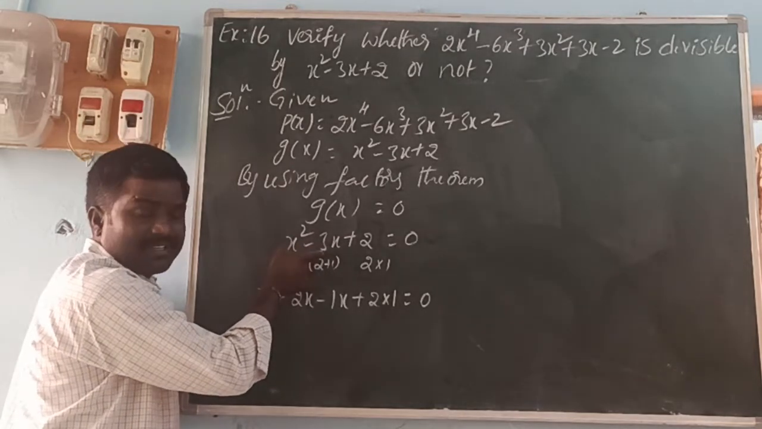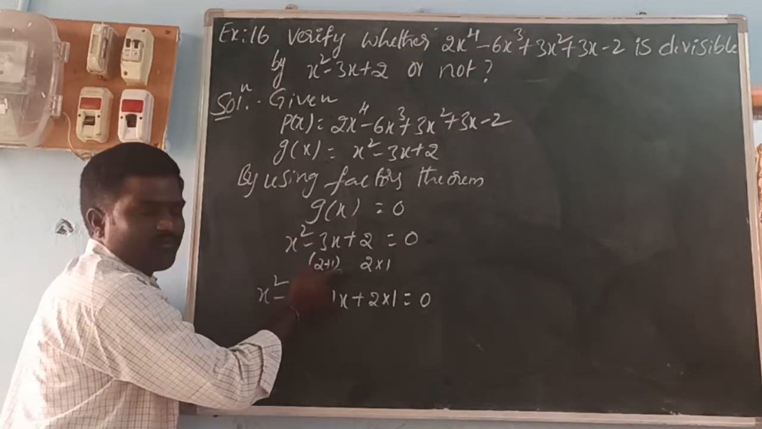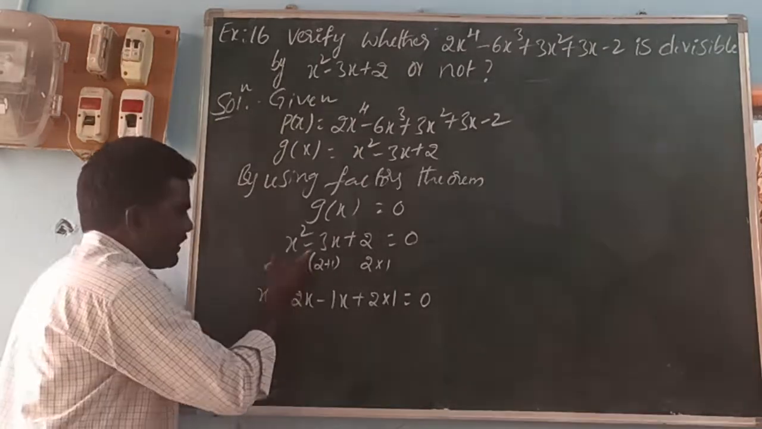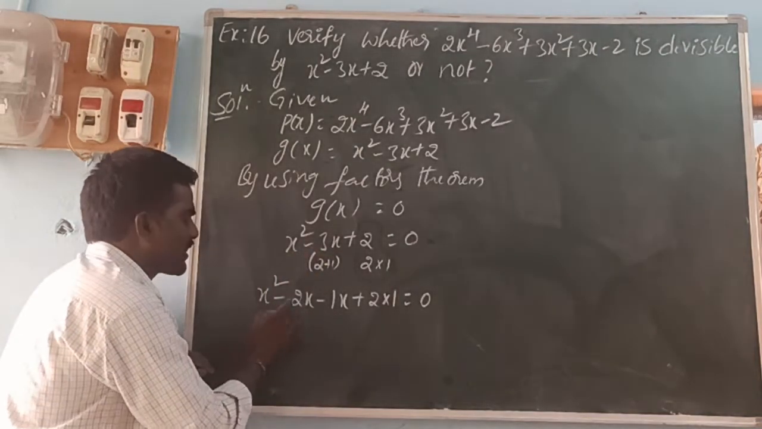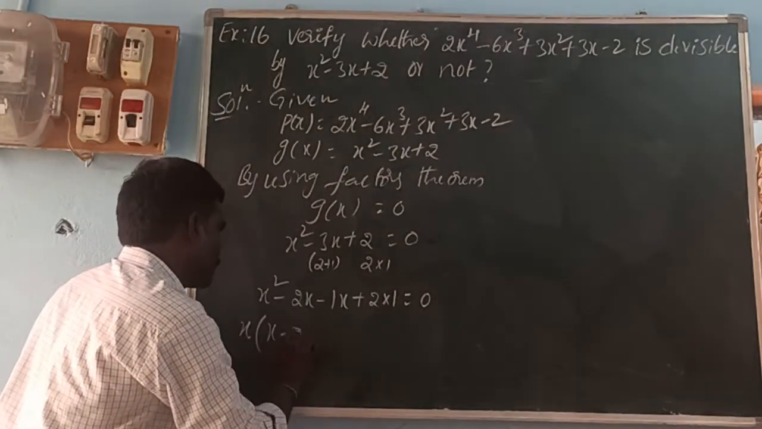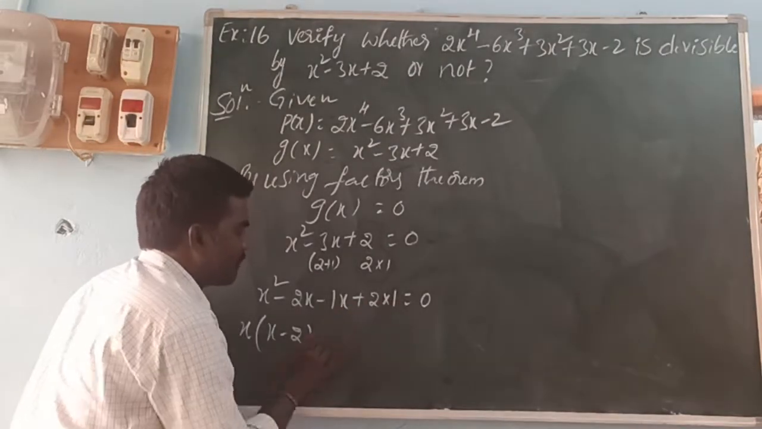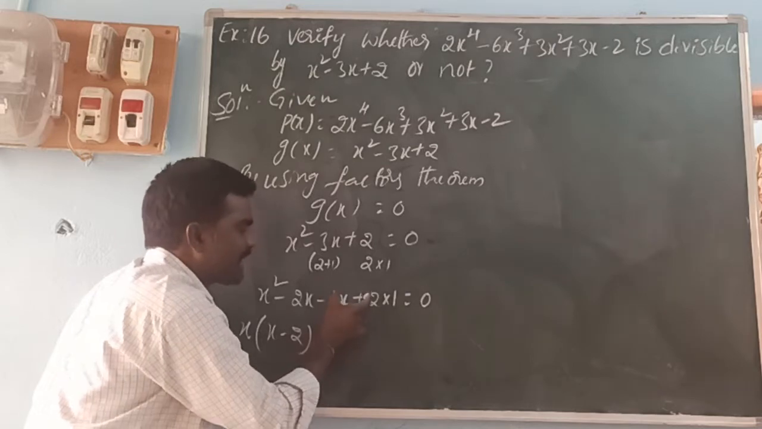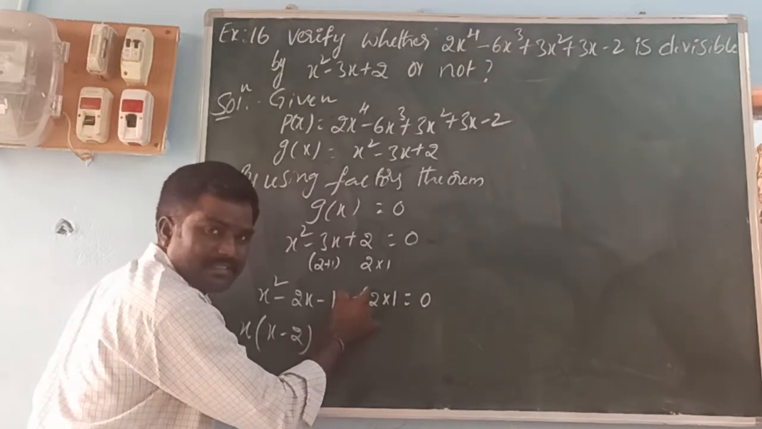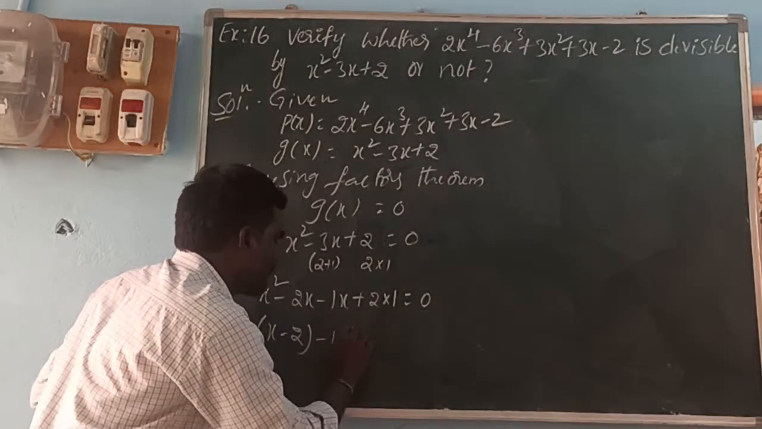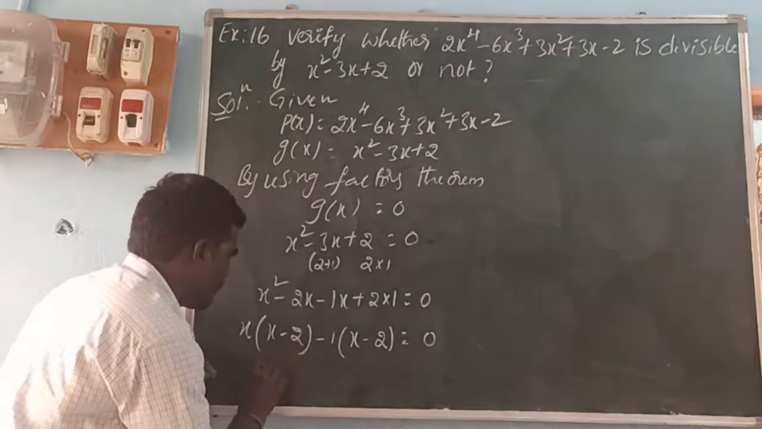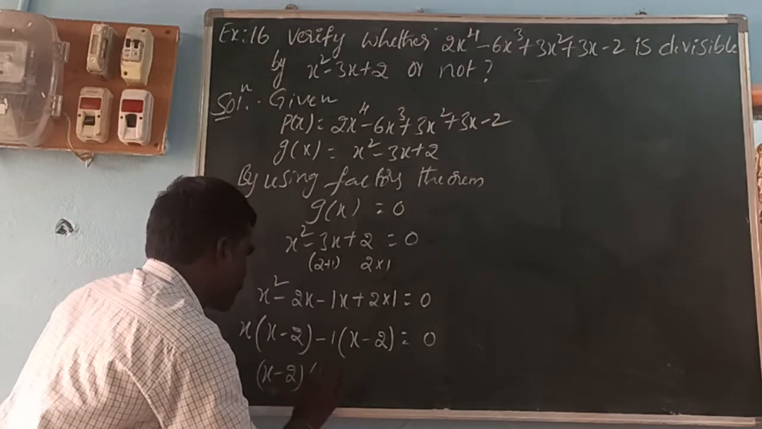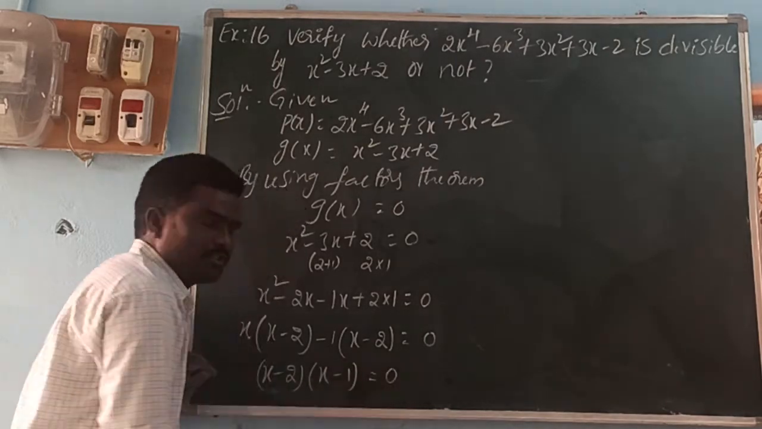The coefficient of x is 3, and 3 can be written as 2 + 1. So x² − 2x − 1x + 2 × 1 = 0. Write 3x as −2x − 1x. In the first two terms, the common factor is x, giving x(x − 2). In the last two terms, taking −1 outside gives −1(x − 2) = 0. In total, the common factor is (x − 2), and the remaining is (x − 1) = 0.